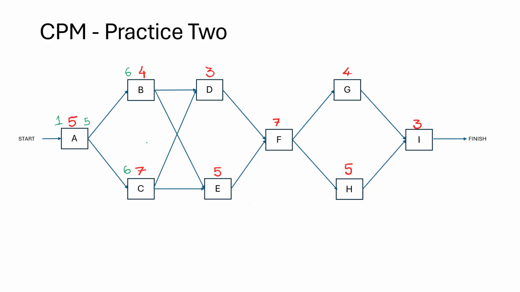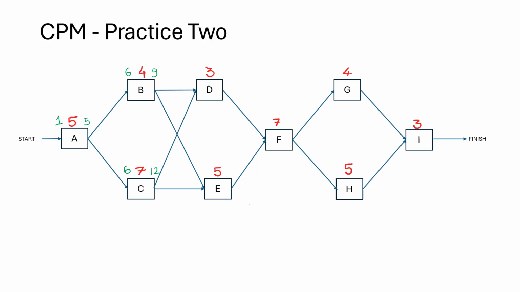A key point that you have to note about this particular network diagram is it's a little tricky. Task D has 2 dependencies. It is dependent on B and also on C. Similarly, activity E has 2 dependencies. It is dependent on B and on C. Okay, this is what we have to take care of. Now, returning back to task B, the early finish is going to be 6 plus 4 minus 1, that is 9. And for C, 6 plus 7 is 13 minus 1 is 12.